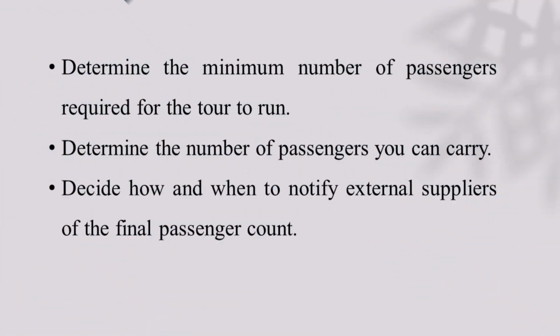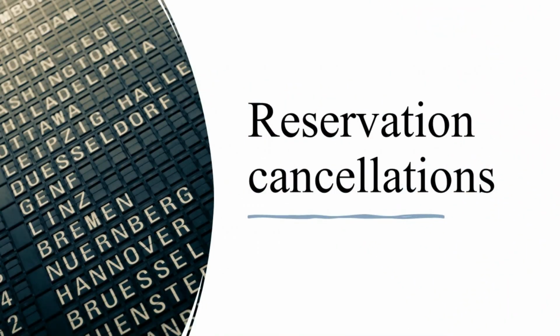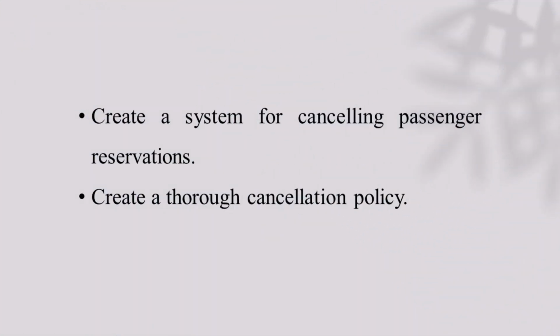Before starting the tour, the tourist guide must determine the minimum number of passengers required for the tour to run. It should also be determined the number of passengers one can carry. He should decide how and when to notify external suppliers of the final passenger count. After reservations, if there is any inconvenience, the tour guide must create a system for cancelling passenger reservations. And so, a thorough cancelling policy should be adopted by a tourist guide.